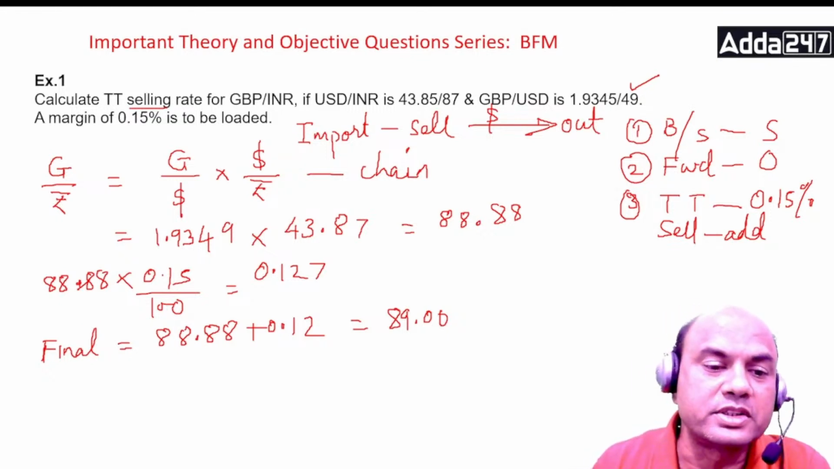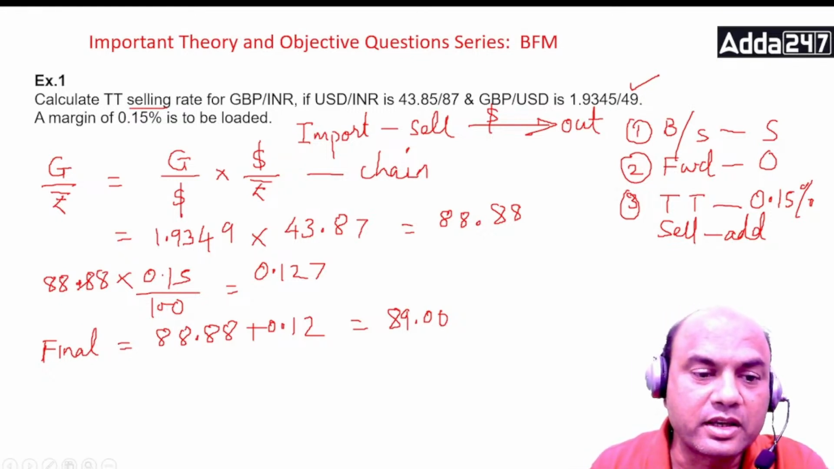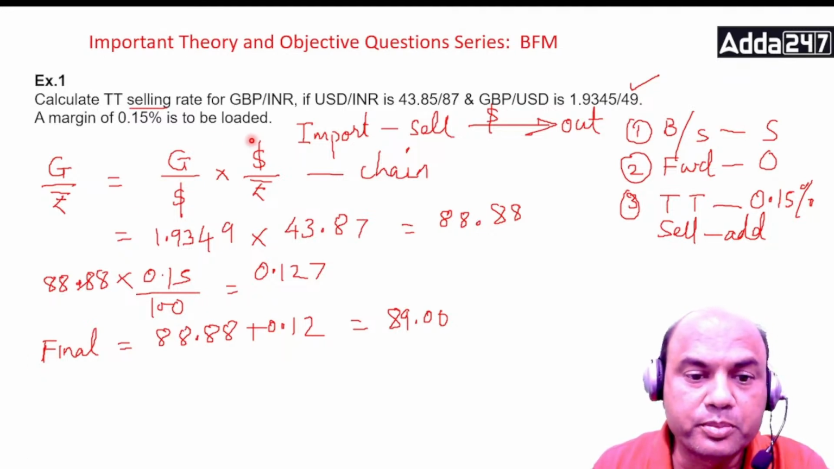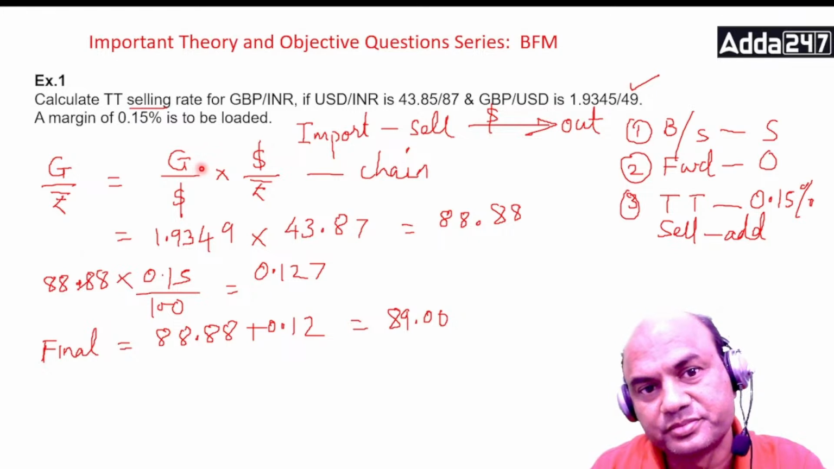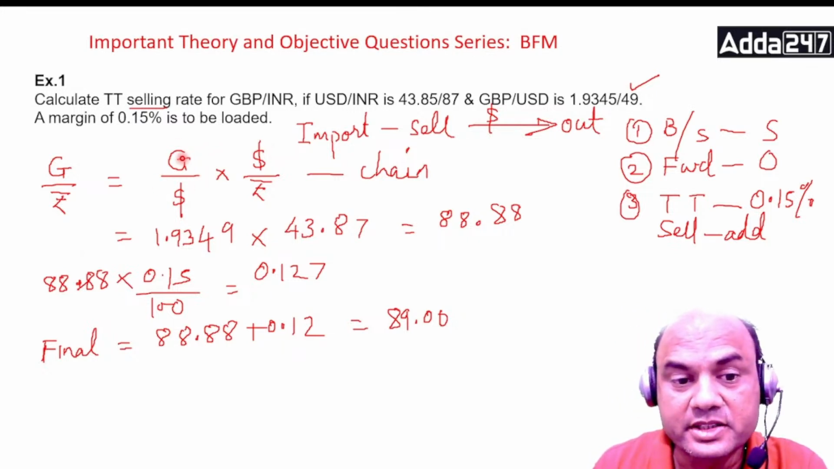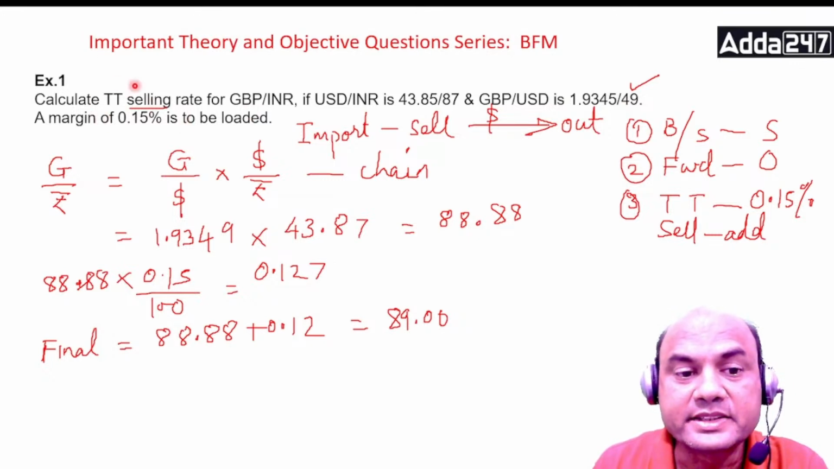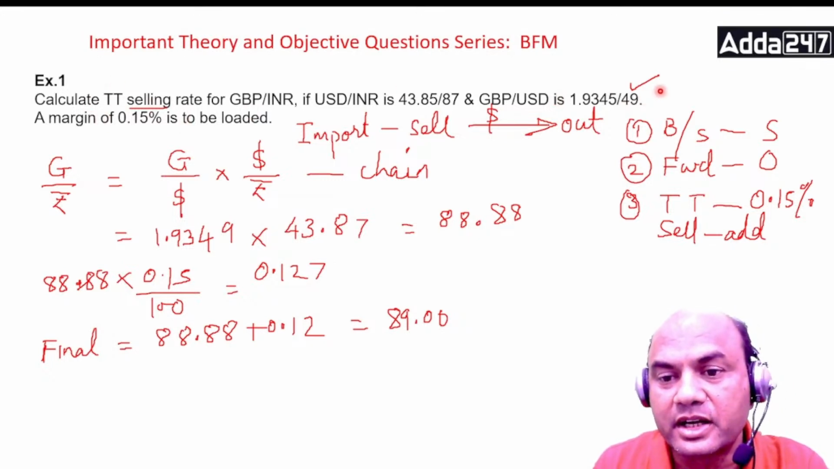GBP to INR equals GBP to dollar into dollar to rupee, isn't it? Now both the rates you are having, GBP to dollar, this one. You want what? TT selling. Selling means right side. Kindly note here.